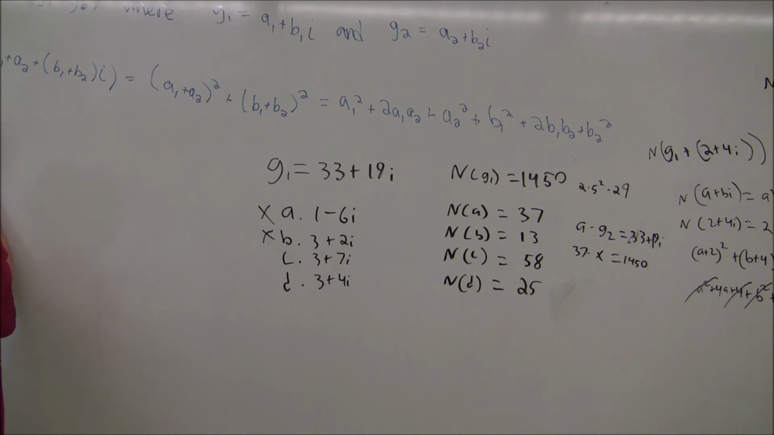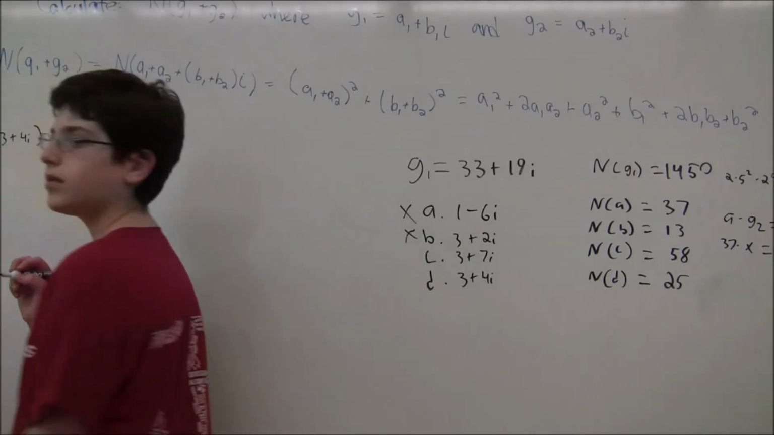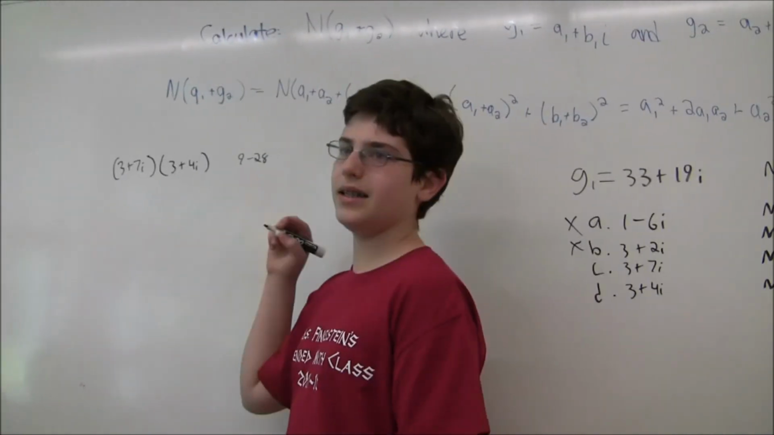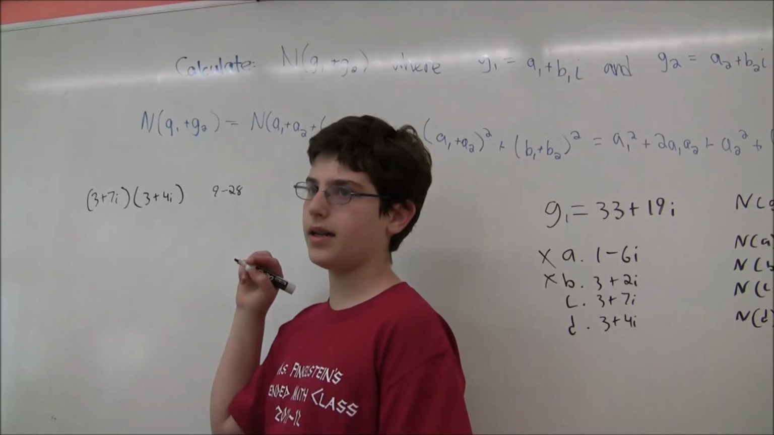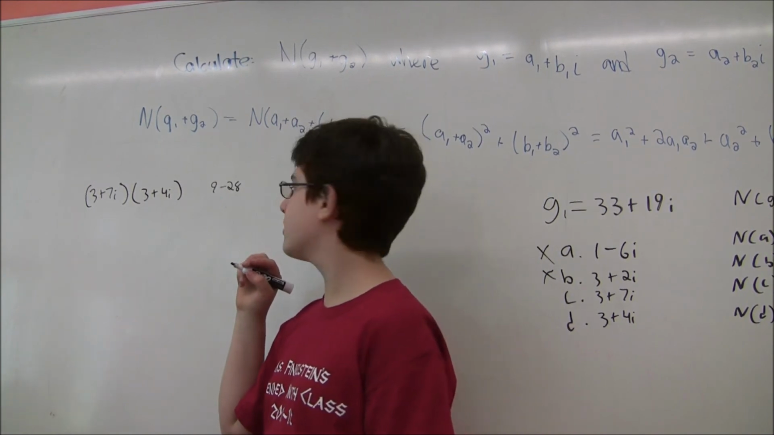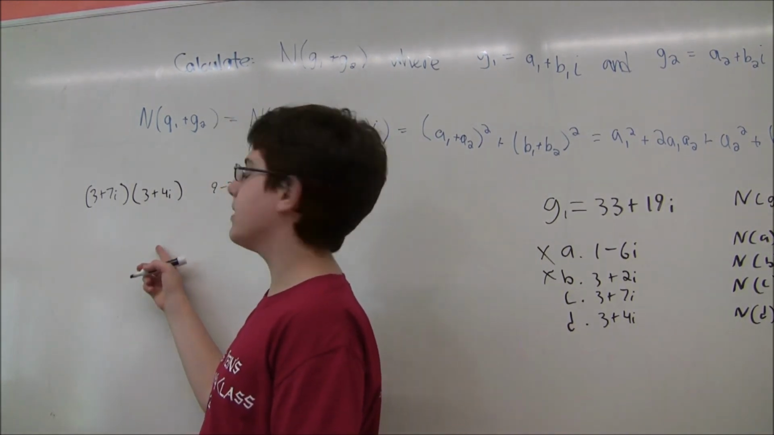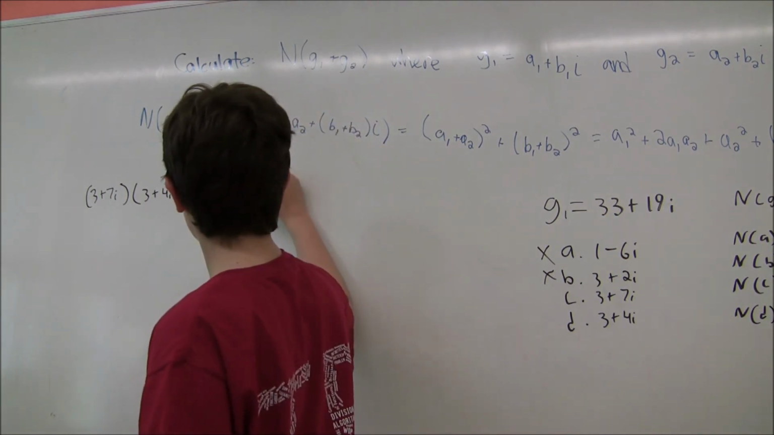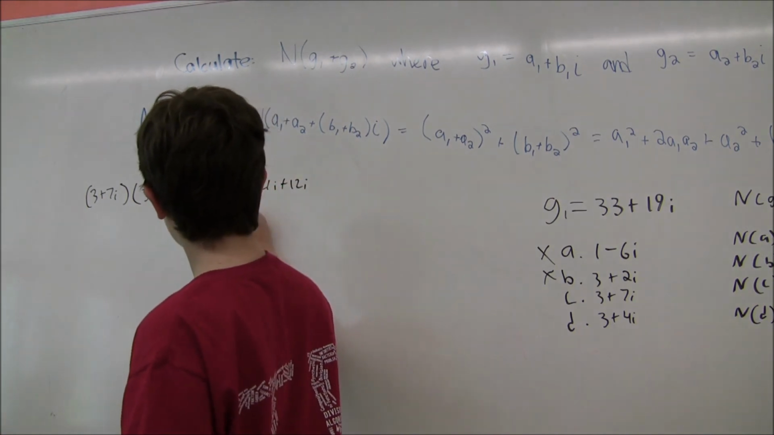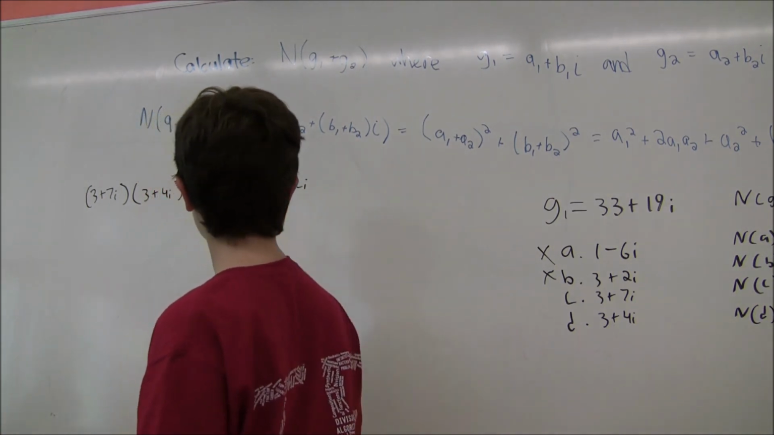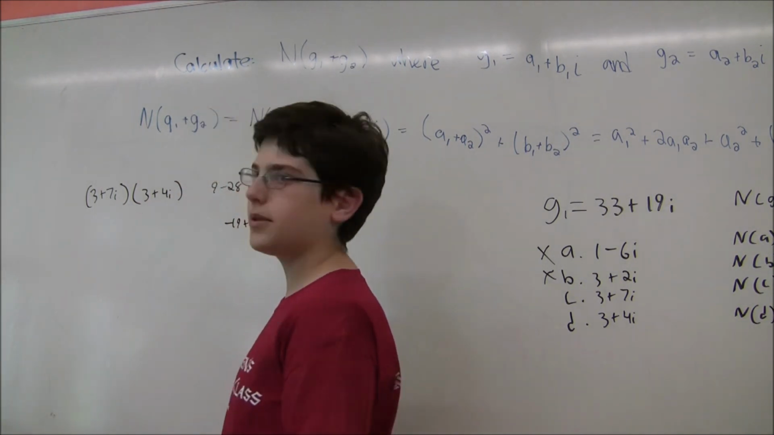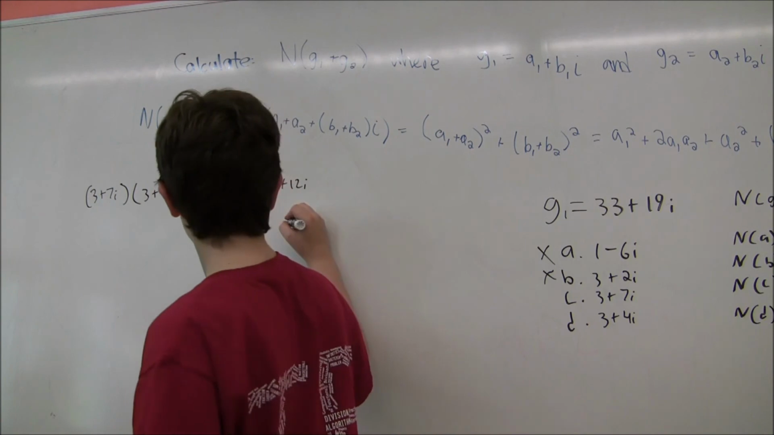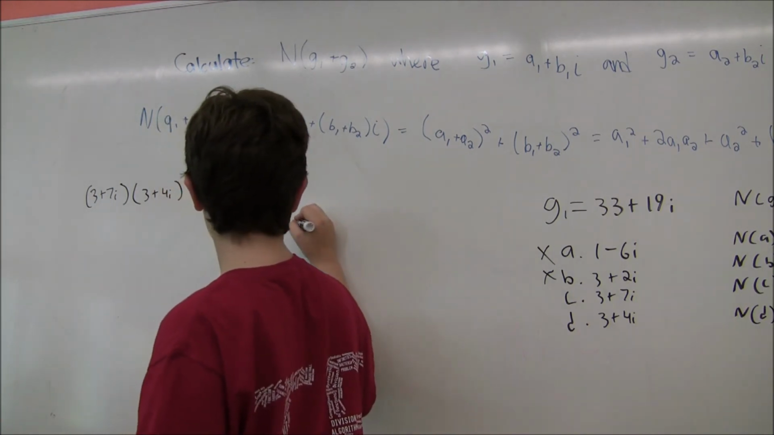Equals 9 minus 28. This one doesn't work, this is 19, so it still doesn't work. We need a multiplication by i. Obviously this one doesn't work, but if I multiply by i, I get plus 21i plus 12i. So we get minus 19 plus 33i. And I believe a multiplication by minus i fixes this. So we take this and multiply by minus i.